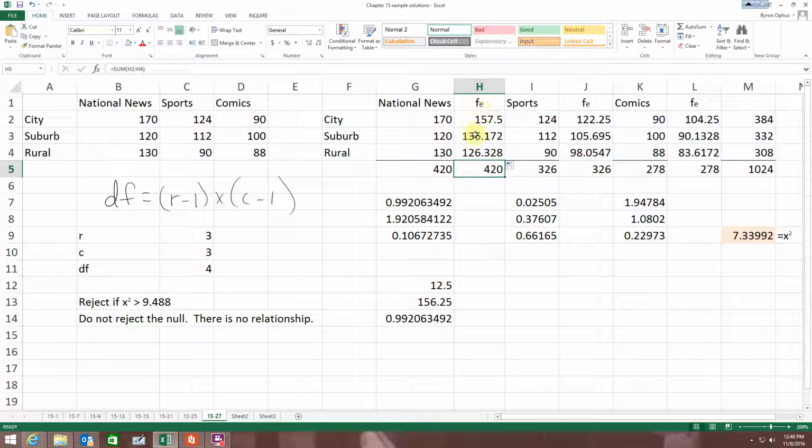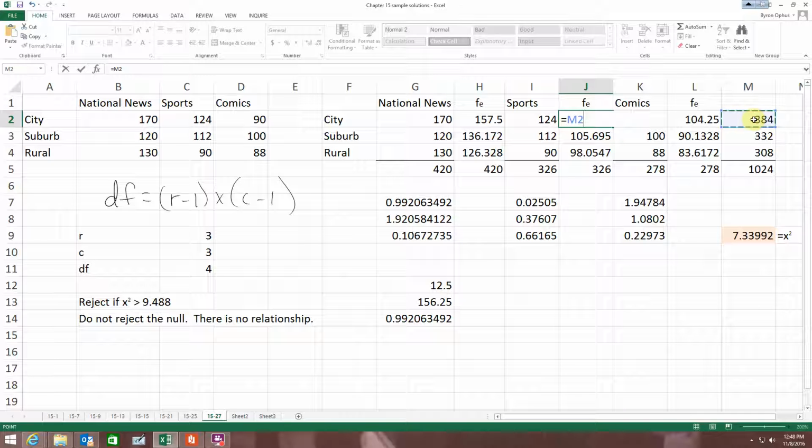So here are the frequencies that I got from my survey, and here are my expected frequencies, right? And that still totals the 420, which is what I would expect. I repeat that for each of these, for my sports and for my comics. So for my sports, it's going to be my total here times my column total, and hit my F4, divided by my overall total, and use my F4 again, enter, and then I can carry that down, and it should still total that, and it does. Then finish that with the comics.